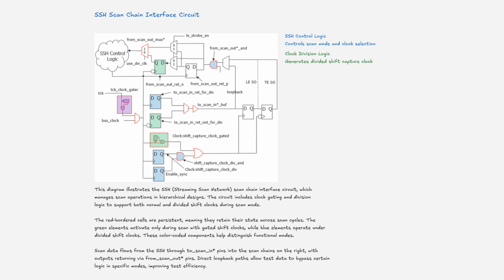Scan data flows from the streaming scan network through to scan-in pins into the scan chains on the right, with outputs returning via from-scan-out pins. Direct loopback paths allow test data to bypass certain logic in specific modes, improving test efficiency.